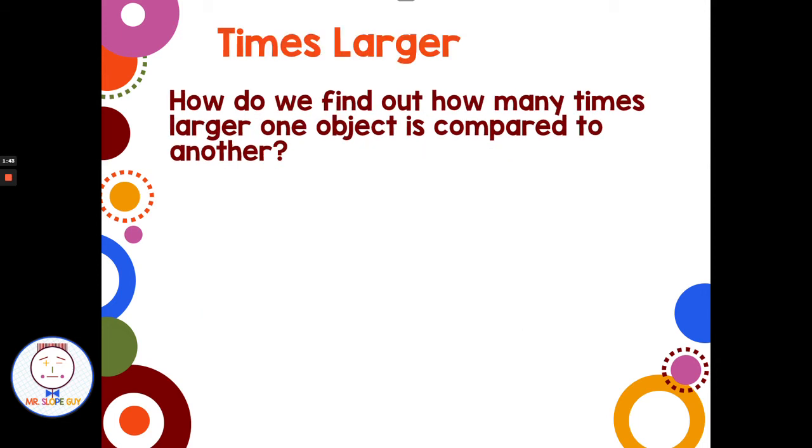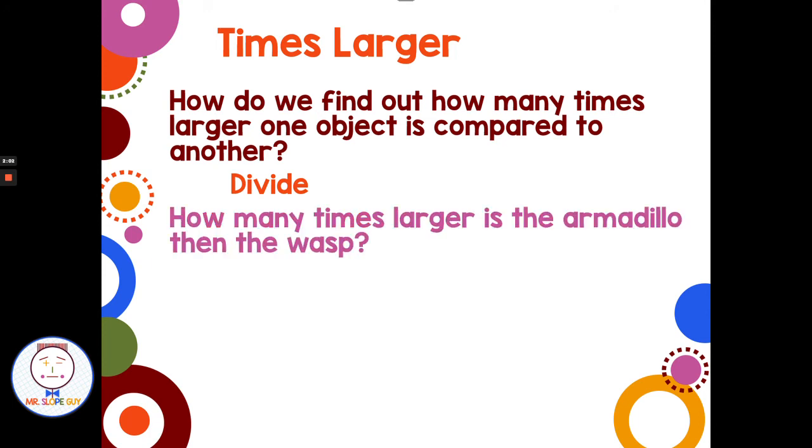How do we find out how many times larger one object is compared to another? Are we going to add, subtract, multiply, or divide? Well, to find out how many times larger something is, we actually want to divide. So let's say we're trying to find out how many times larger the armadillo is than the wasp. How much greater is the mass of the armadillo compared to the mass of the wasp?